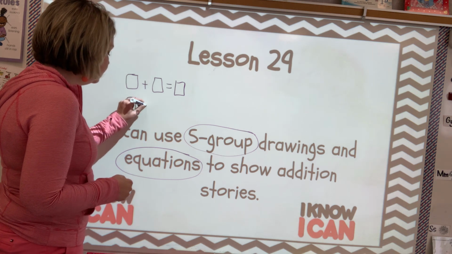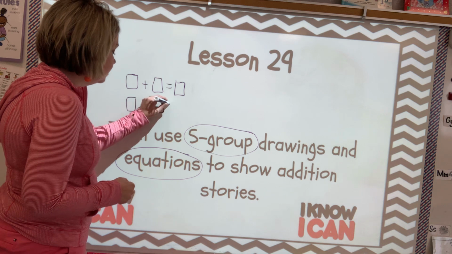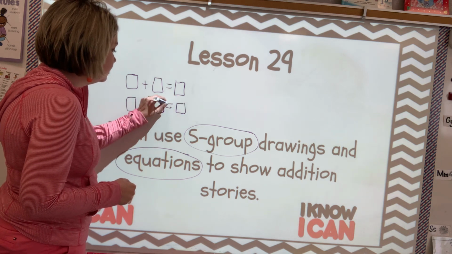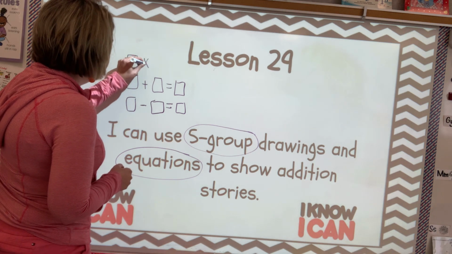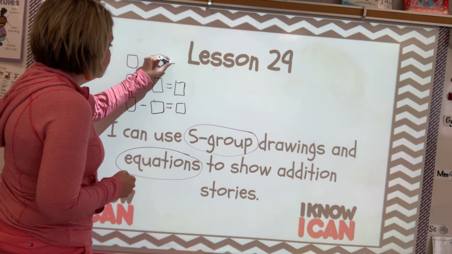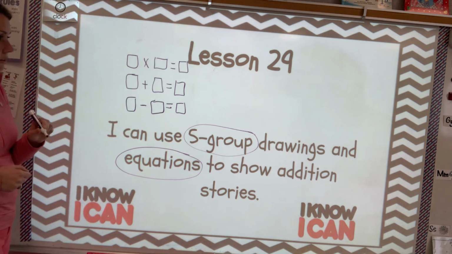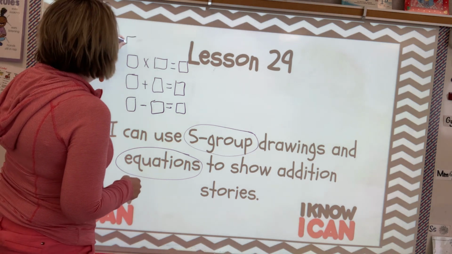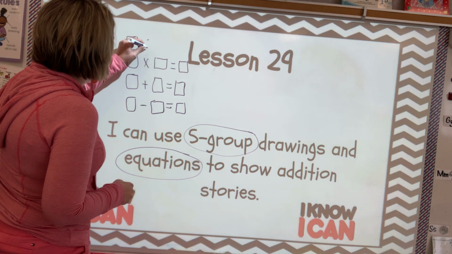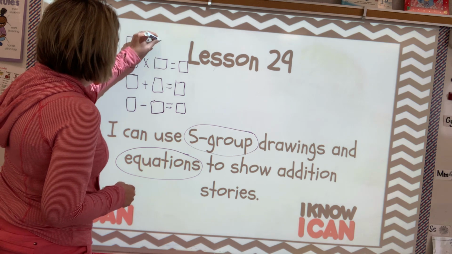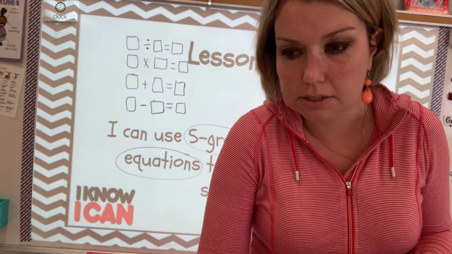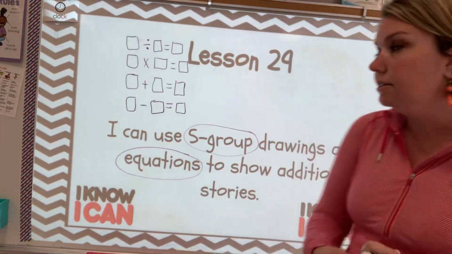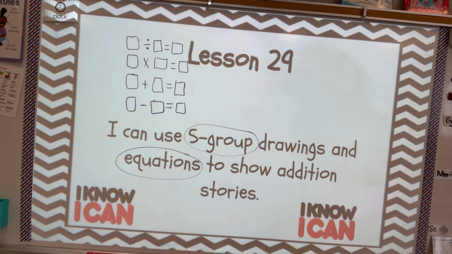Mystery box, take away mystery box, equals mystery box. Here's another equation. Mystery box times mystery box equals mystery box. And yet, here's another. Mystery box divided by mystery box equals mystery box. Oh my goodness, look at all of those equations. We need to figure out what equation are we doing.